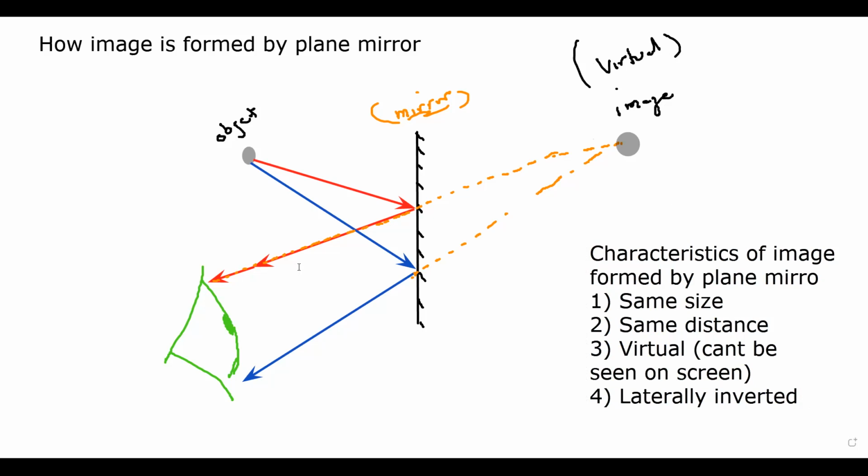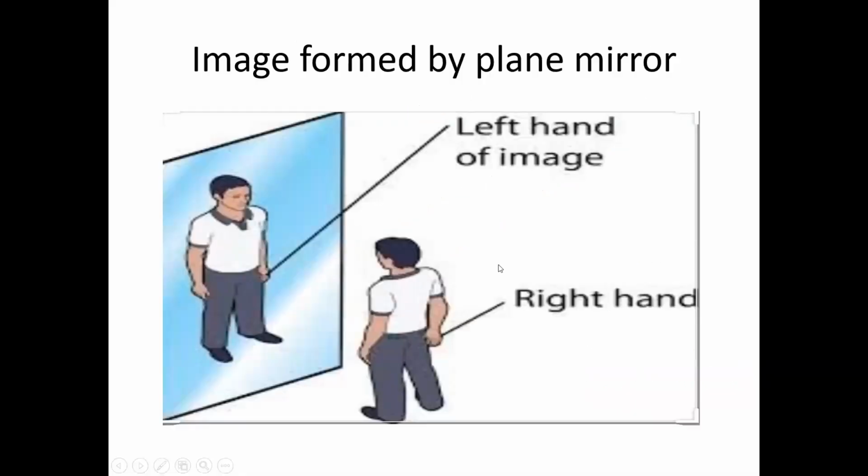Because it is our imagination, we call that an imaginary image or virtual image. It is the same size, same distance, it is virtual and it cannot be taken on a screen, and it is laterally inverted. The term laterally inverted means left appears right and right appears left. So this is the image formed by the plane mirror.